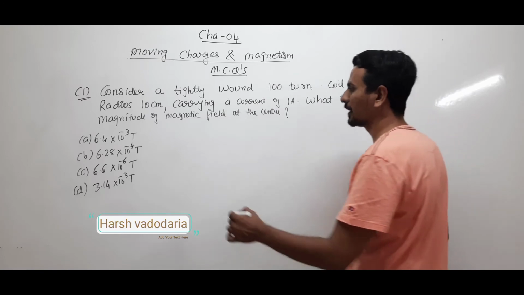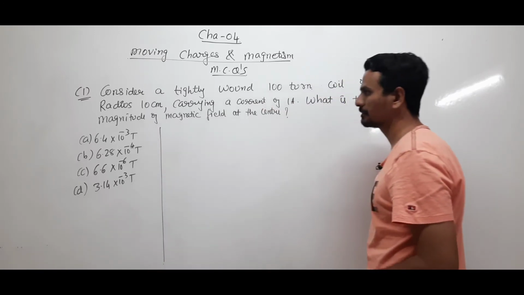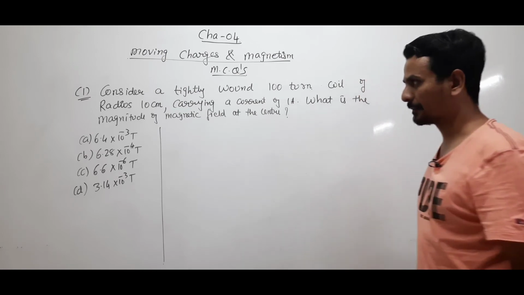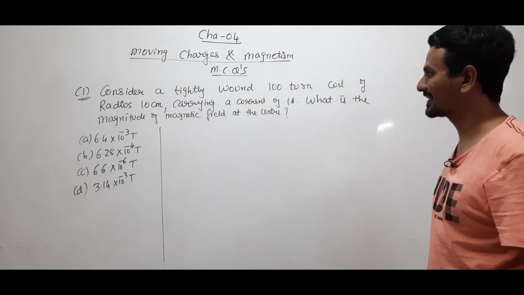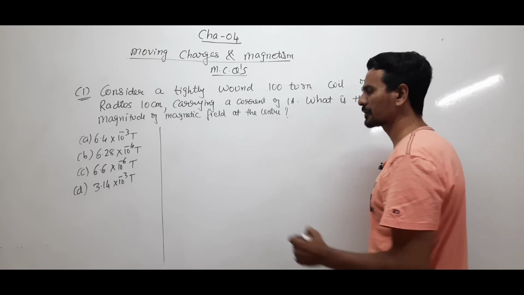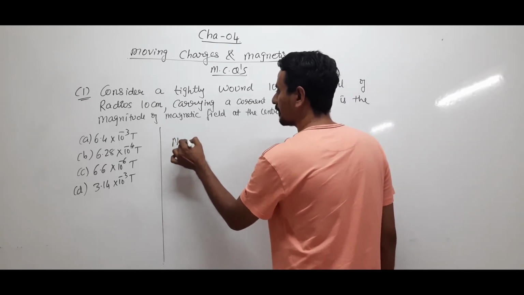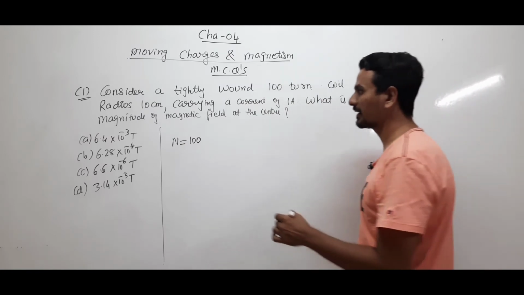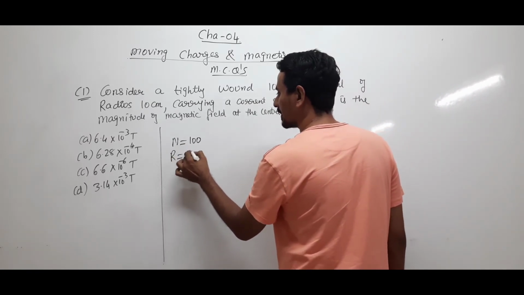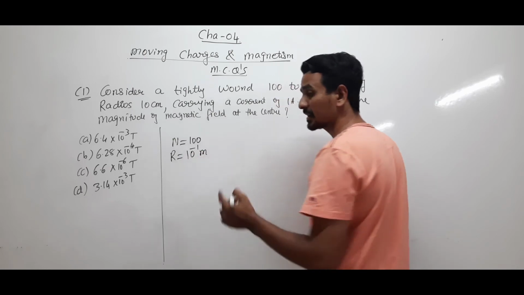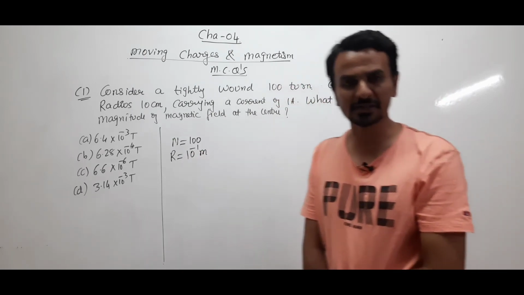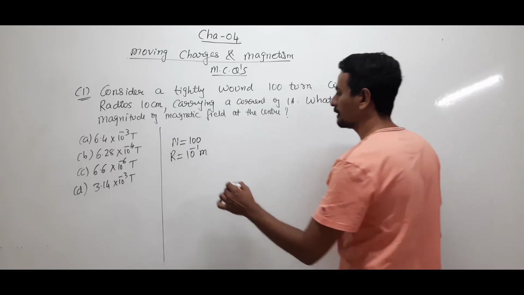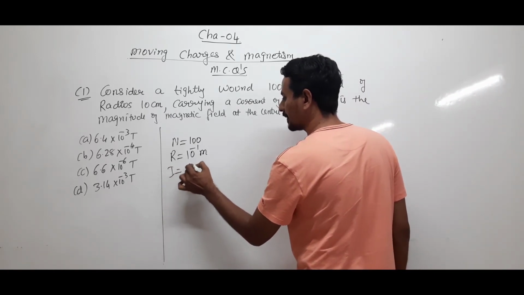Consider a tightly wound 100-turn coil of radius 10 centimeter carrying a current of 1 ampere. So you can consider it as a ring of 100 turns, right? So n is equal to 100 and radius is given as 10 centimeter, so that will be 10 into 10 raised to minus 2, that is 10 raised to minus 1 meter. It is carrying a current of 1 ampere, so I is given as 1 ampere.